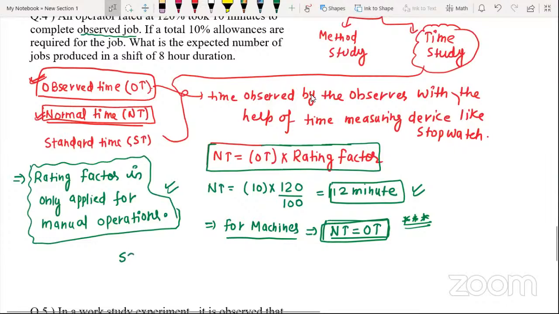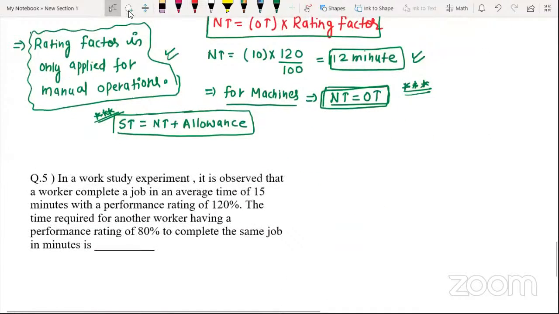A standard time is basically the time required to complete the job by taking all the uncertainty related to the production system into account. So a standard time is basically the normal time plus some allowance. Some allowance is provided to the worker so that they can work continuously for a longer duration. This formula is very important. Directly they will ask for the calculation of standard time, and many times this question has been asked in the examination. So you have to just take care of the allowance.